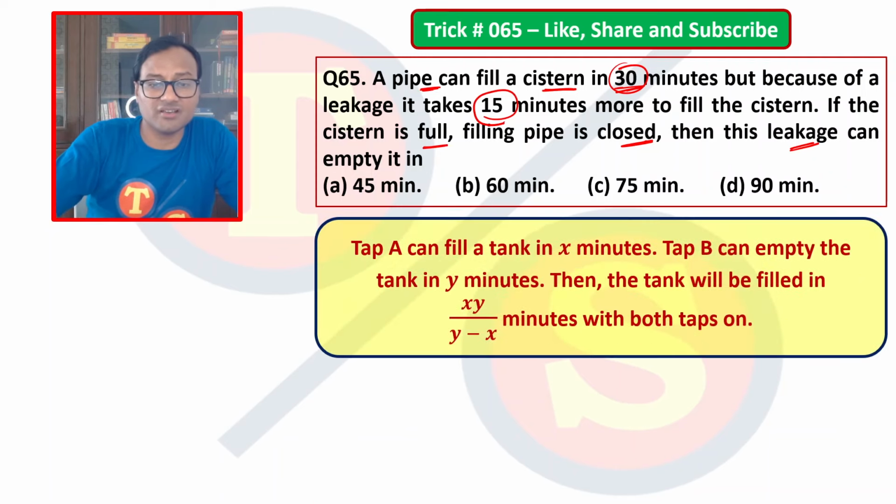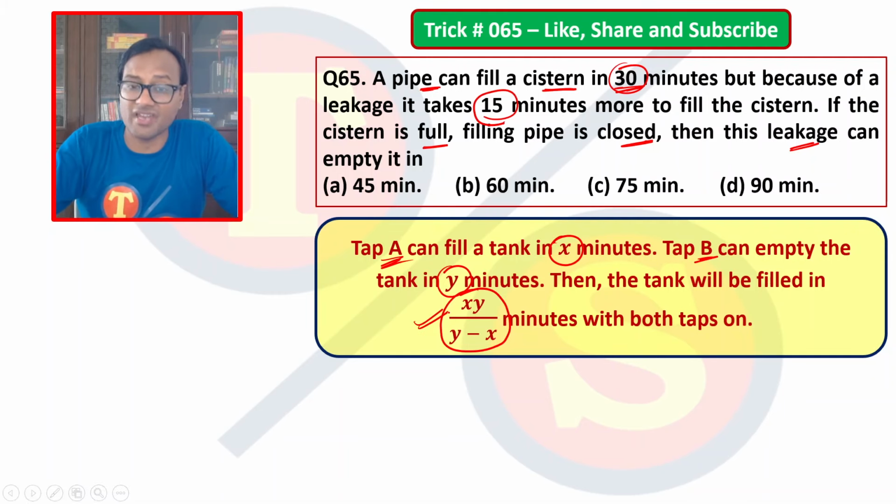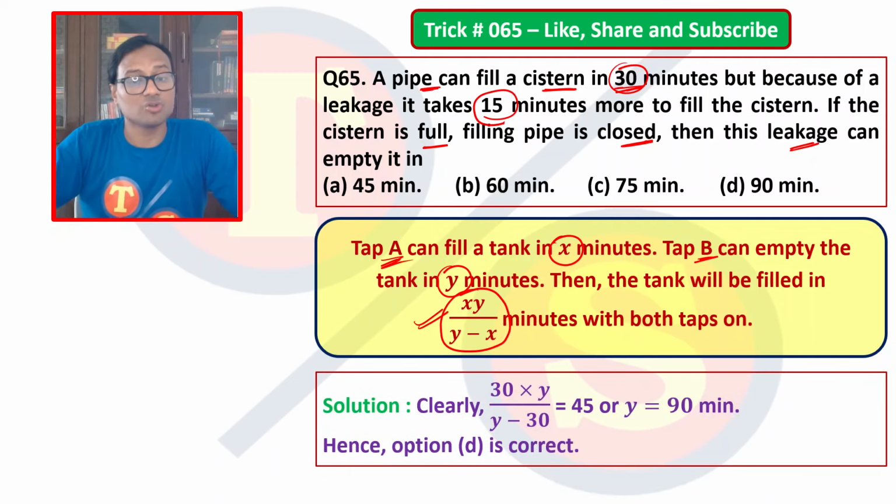So in this case, again you can apply the formula. If a tank can be filled by tap A in x minutes, and it can be emptied by another tap or leakage or some kind of hole in the bottom of the tank in y minutes, then the overall time when they both work together and the tank is initially empty to fill the tank will be xy upon y minus x, right? So that is the overall time that they are going to take. So now here I know that the overall time is 45 minutes.